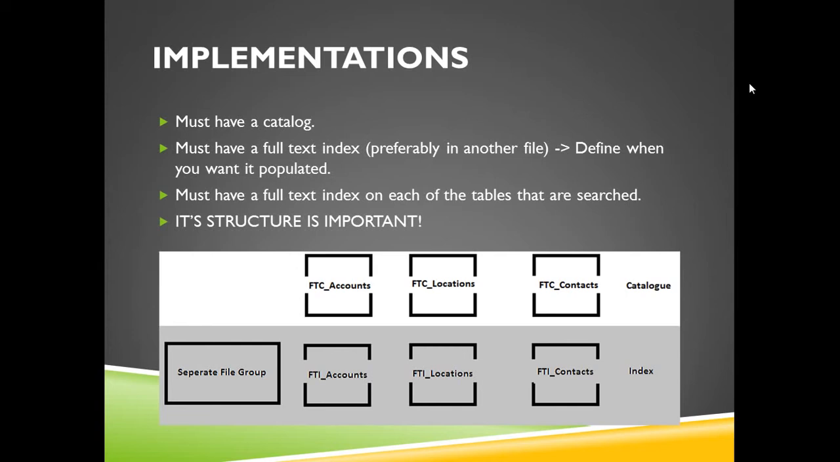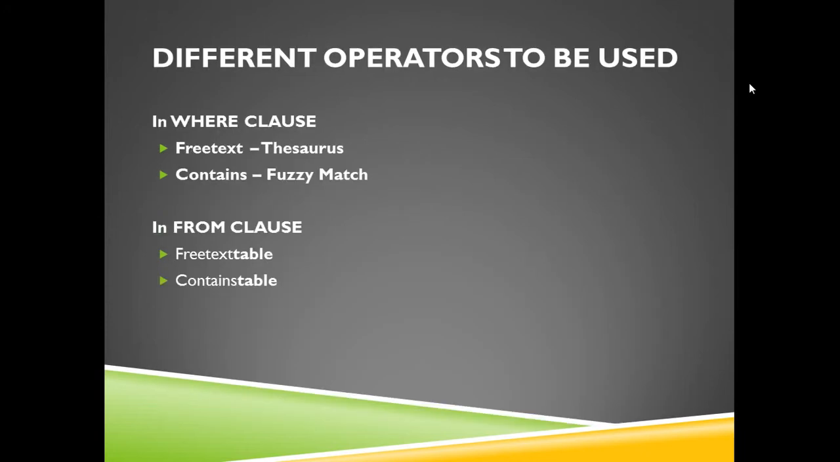You must have a full text index on each of the tables and columns you want to be searched. The structure of how you set it up is very important when it comes to performance. I will get into different structure methods later on when I talk about speedups, and I will discuss the one that worked best for me. There are different operators that can be used with the full text engine. However, in order to use these operators, you need to have a full text index on that particular column.